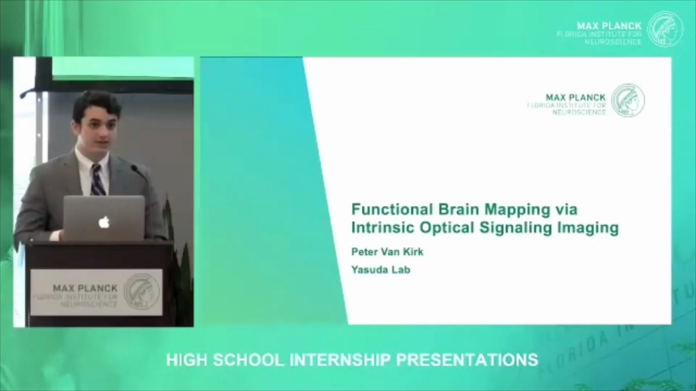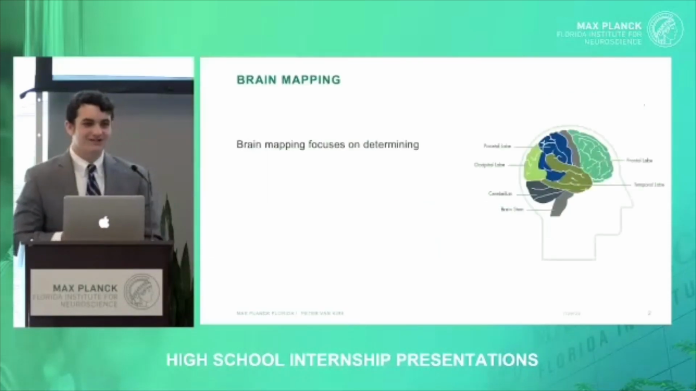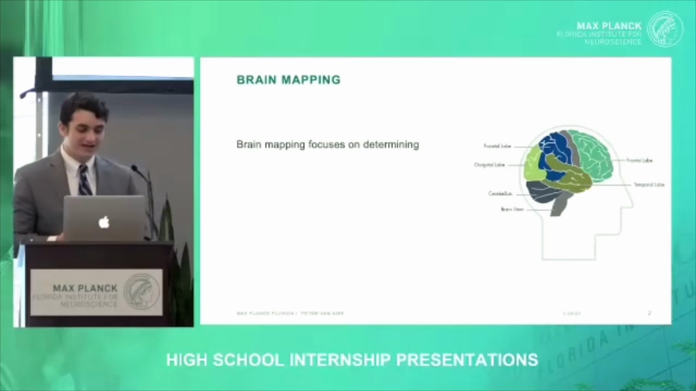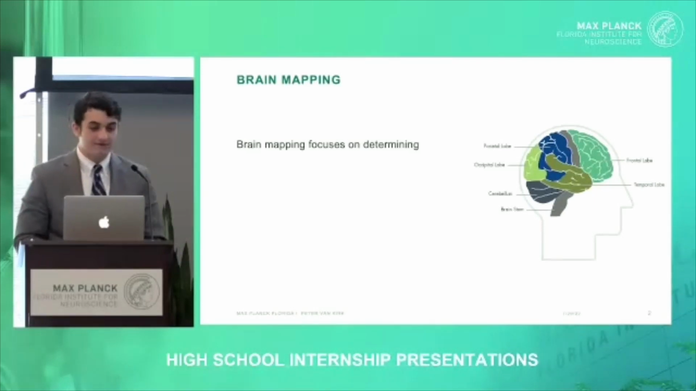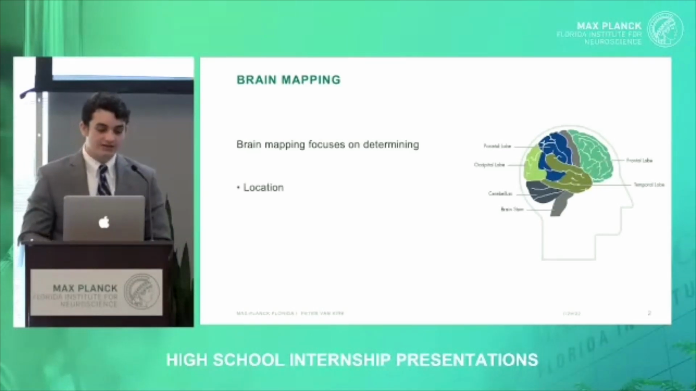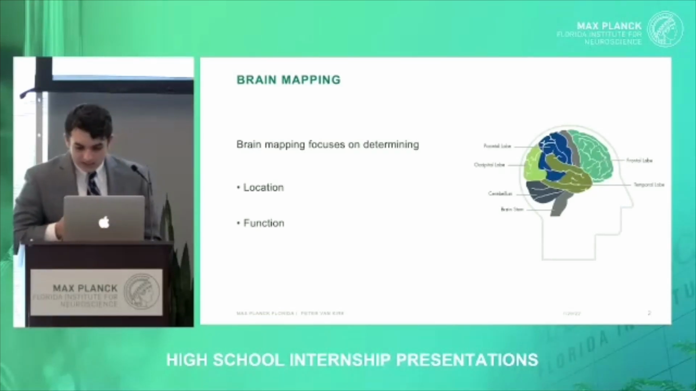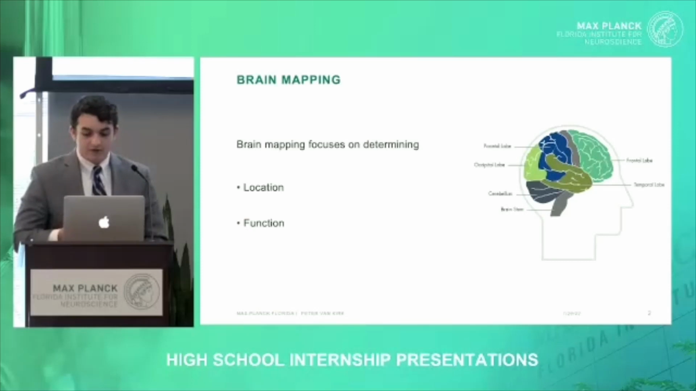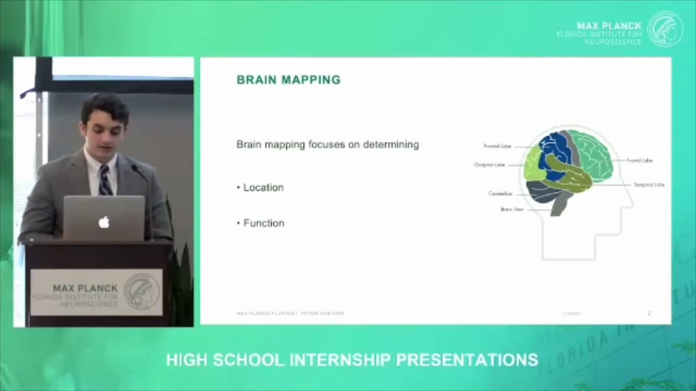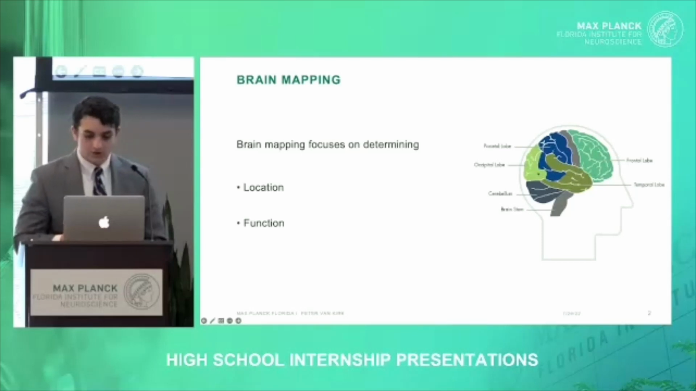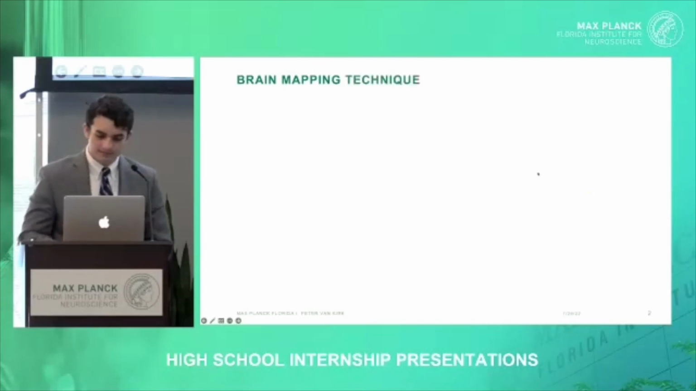My project in particular focused on functional brain mapping via intrinsic optical signaling imaging. I'm sure that sounds very confusing, so let me first break it down by defining brain mapping. Brain mapping focuses on determining both the location and function of neurons in the brain. Brain mapping allows for a better understanding of how the brain works. Take, for example, the occipital lobe, which we now know controls visual perception.